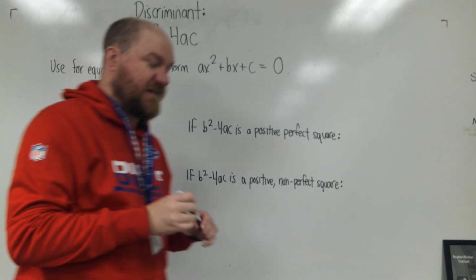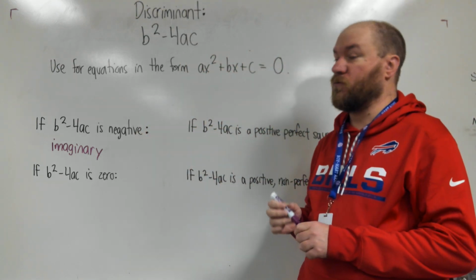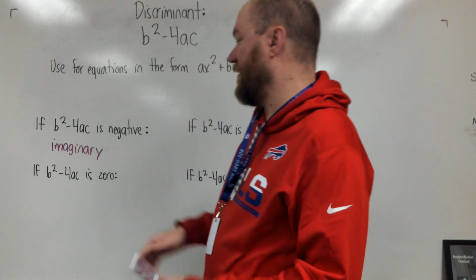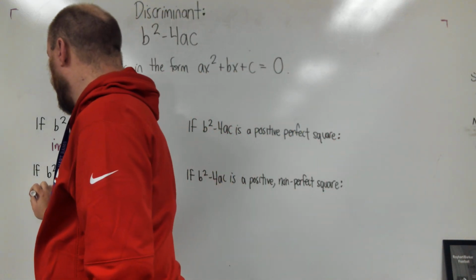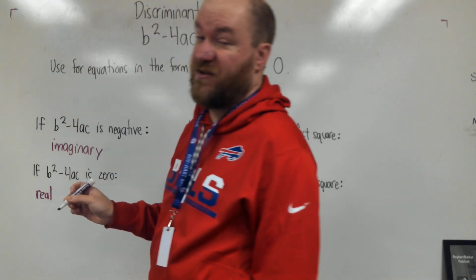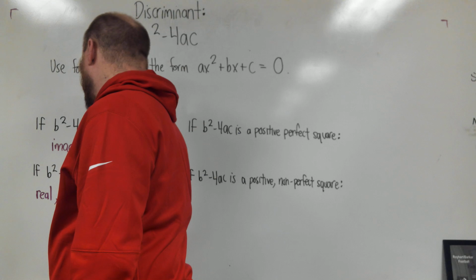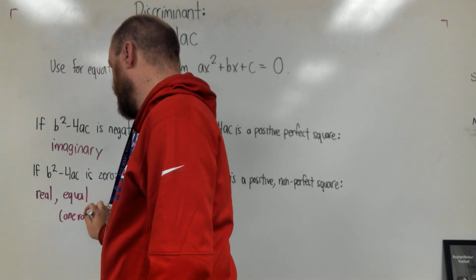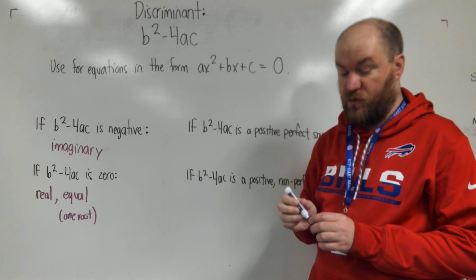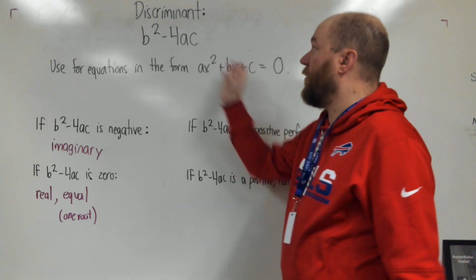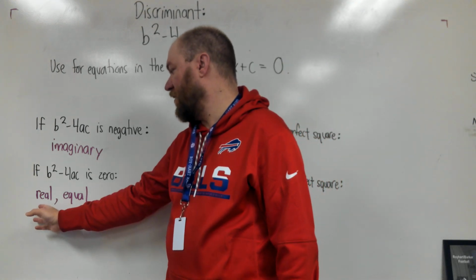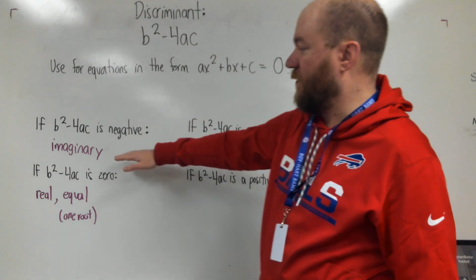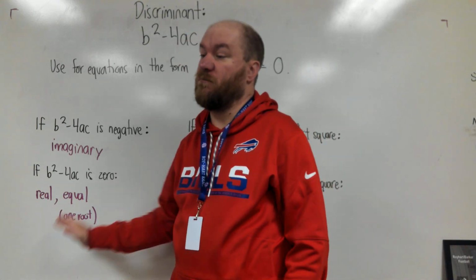So if b squared minus 4ac is negative, then we know our roots are imaginary. If b squared minus 4ac is 0, we know that our roots are real, which is the opposite of imaginary, and we know that they are equal. Another way to say that is there's only going to be one root. Quadratic equations usually have two answers, usually two roots. But if you use b squared minus 4ac, you might end up with a situation like this, where you're only going to end up with one root. In this one, we have 0 real roots. In this one, we have 1 real root.